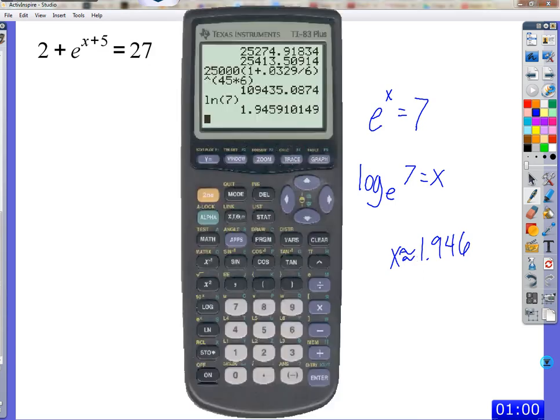Let's test it out. You can take e and raise it to the power 1.946. Is that going to give me 7? No? Why not? Not exact, yes, exactly. It's exactly right that it's not exact. But it should be close, and it is quite close. The difference is 0.0006.